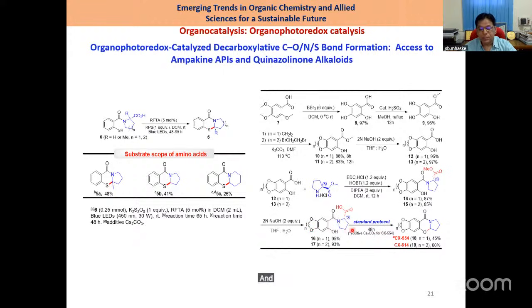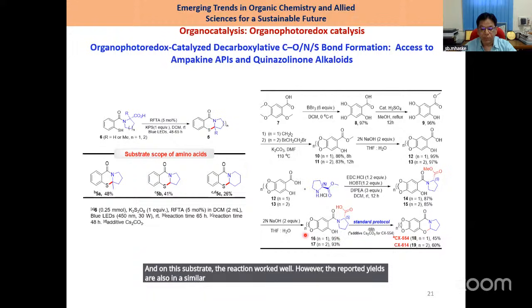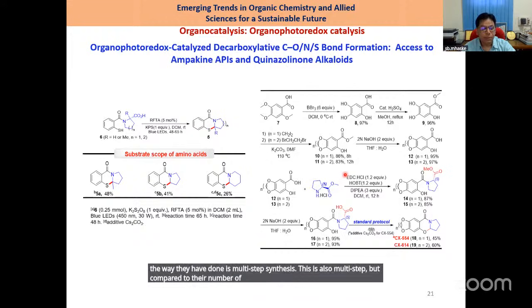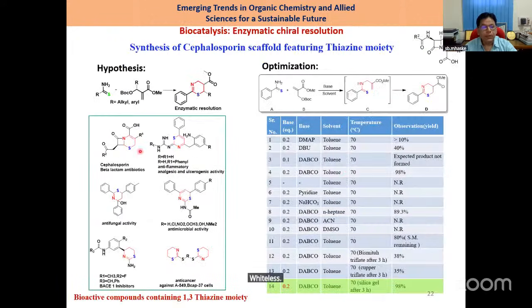And on this substrate, the reaction worked well. However, the reported yields are also in a similar range, for the way they have done it is a multi-step synthesis. This is also multi-step, but compared to their number of steps, our number of steps is quite less. This is the last one in catalysis.